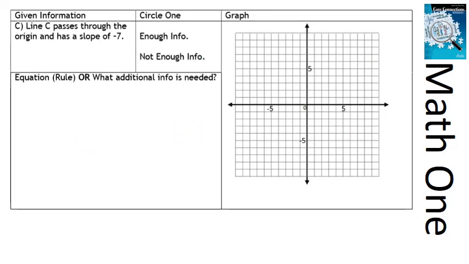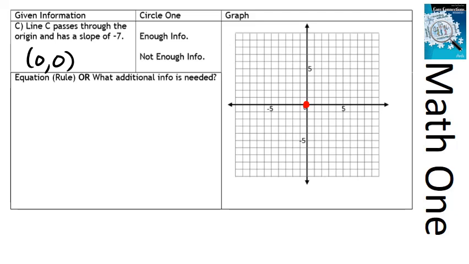So part C says, okay, line C passes through the origin. Well, that's a fancy word, but that's just the point 0, 0. So we have a point there. And what's fancy about that is that the origin is actually the y-intercept as well. So we've got the y-intercept, right? We know what our parameter y-intercept is. B is 0. We have a slope that's -7.